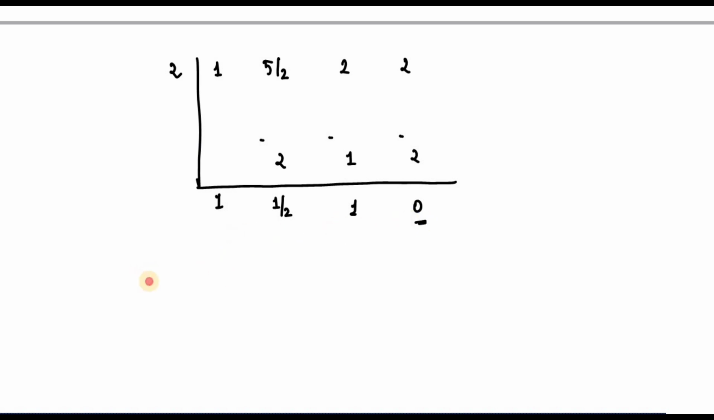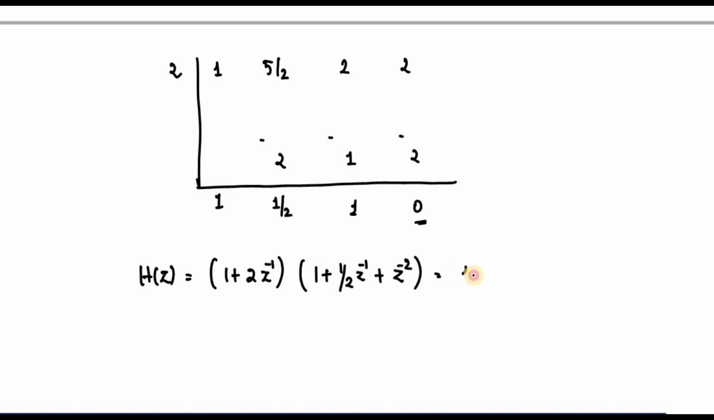So I can write H(z) = (1 + 2 z^-1)(1 + 1/2 z^-1 + 1 z^-2). If I make the last term 0, it becomes 0 into z^-3. This is nothing but my original equation, so if I multiply these two, I will get the original equation.